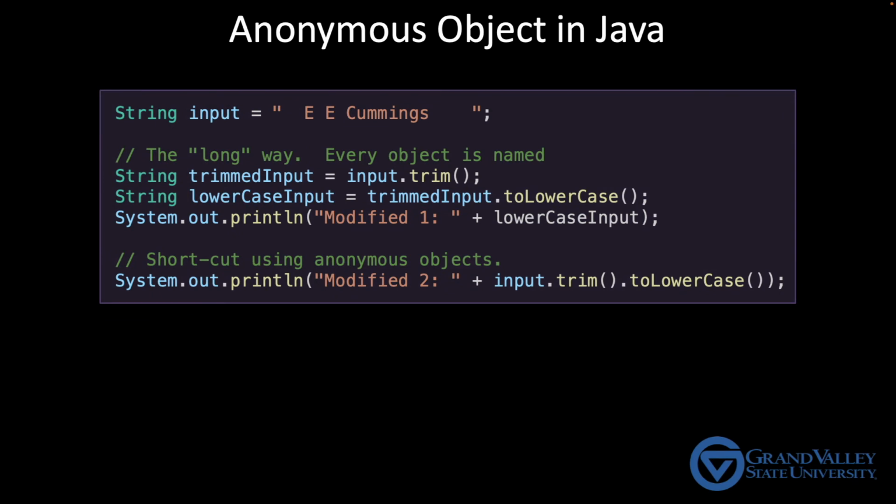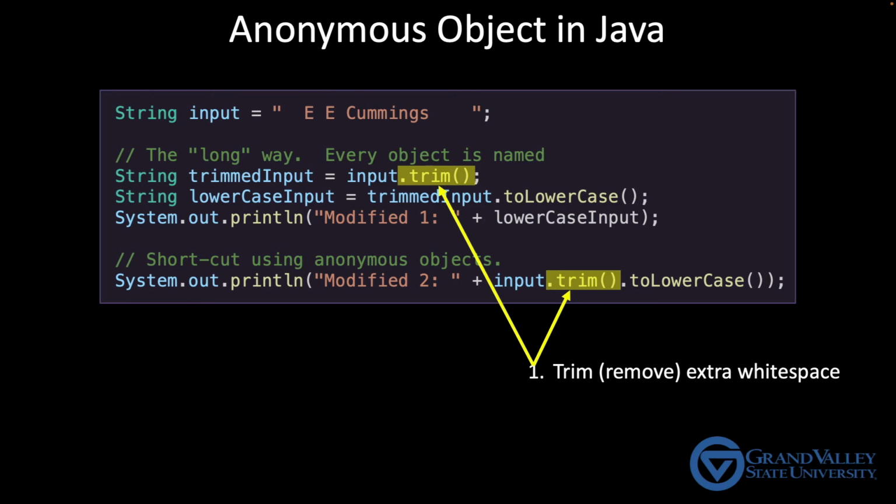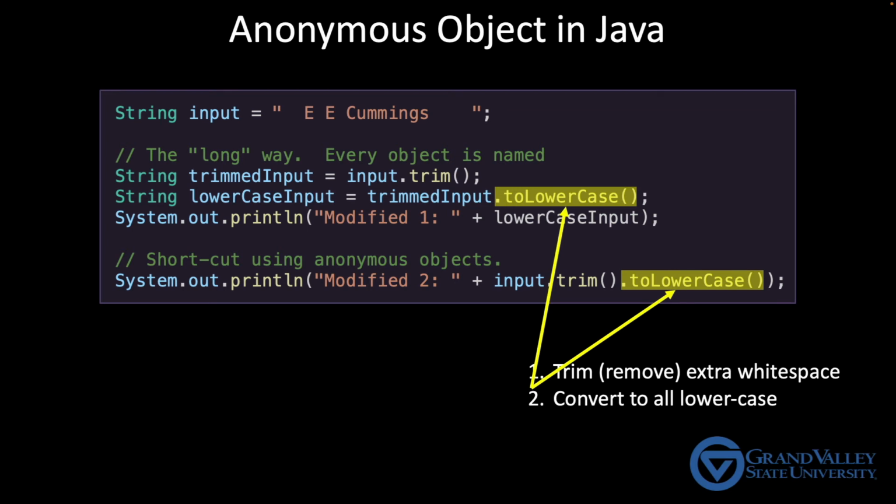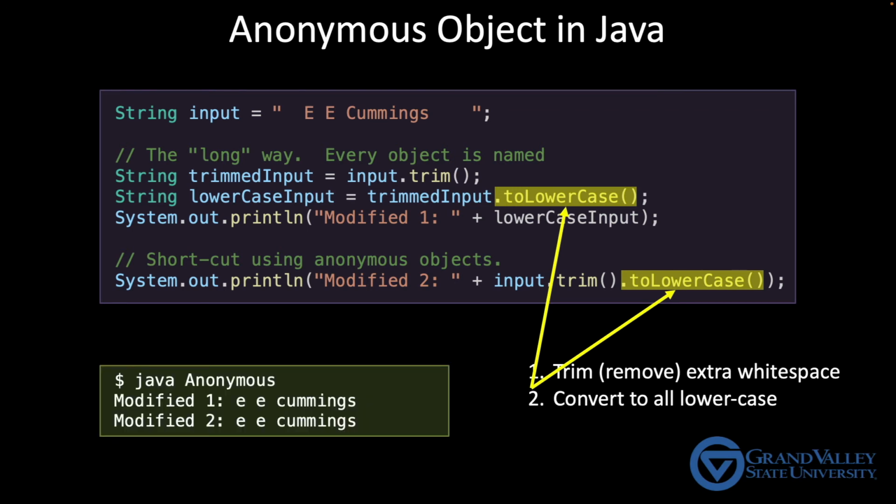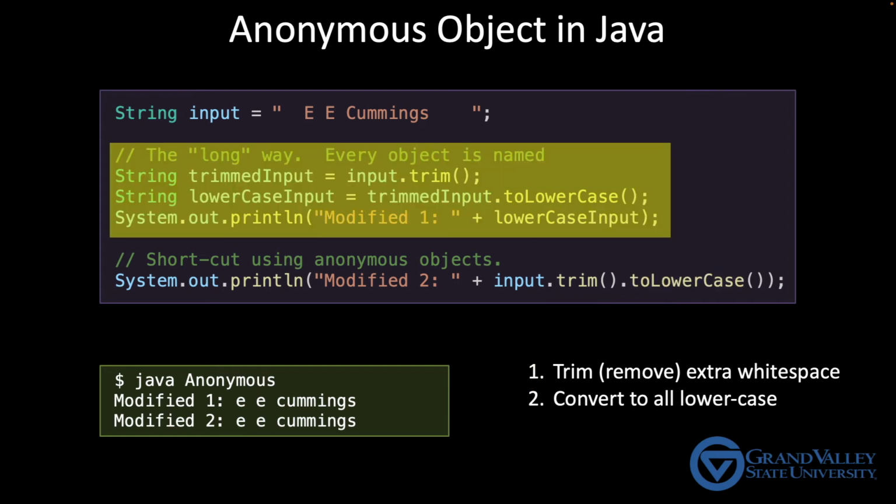Consider this code. This code modifies the string named input twice. First, it trims off any extra white space at the beginning or end of the string, and then it converts the string to all lowercase. So when you run the code, this is the result. The string is all lowercase and has no leading or trailing white space. In the first code block, only one transformation is made per line. The first line of code runs the trim method, and then the second line of code runs the toLowercase method.